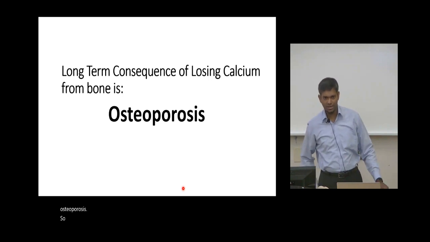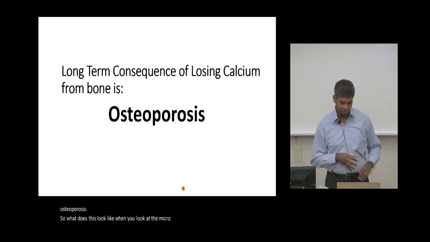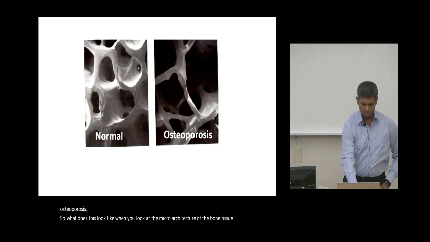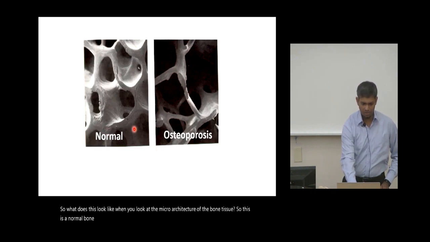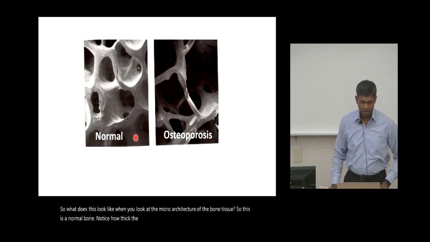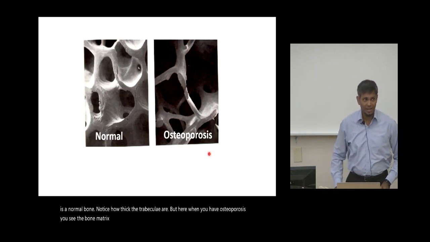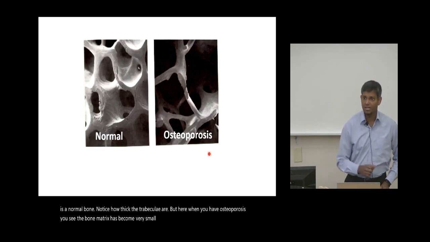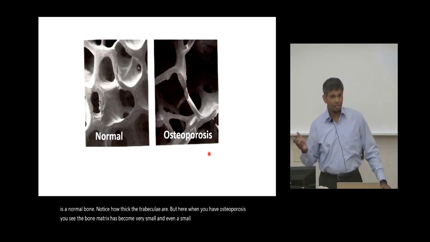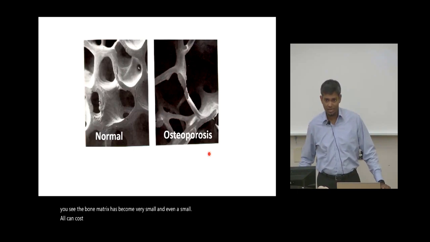So what does this look like when you look at the microarchitecture of the bone tissue? This is a normal bone. Notice how thick the trabeculae are. But here, when you have osteoporosis, you see the bone matrix has become very small, and even a small fall can cause a fracture. So it's going to increase the risk of fracture.